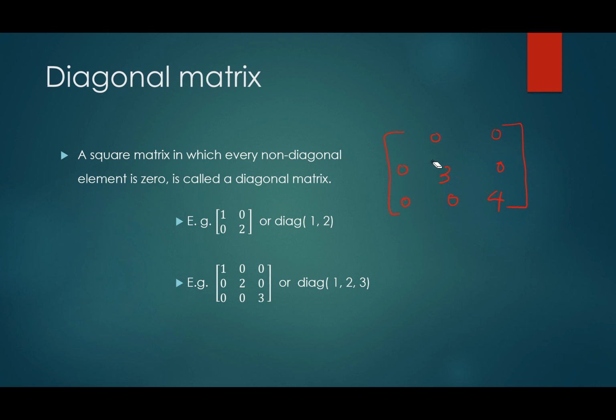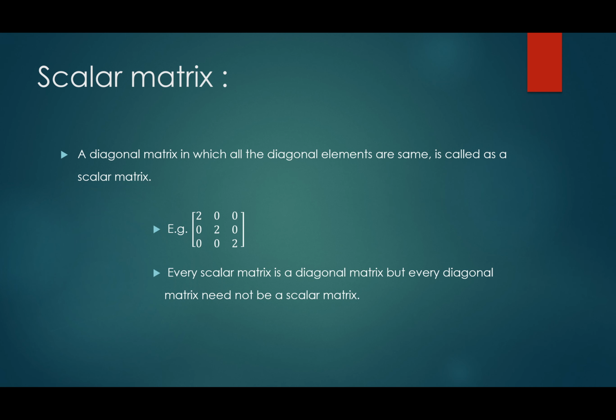Now suppose I cancel these elements and replace them by elements which are equal. Now in the diagonal I have the same elements, so this kind of matrix is called a scalar matrix. Is it okay? That is the next slide. A diagonal matrix in which all the diagonal elements are the same is called a scalar matrix. Just now I gave an example. Remember one thing, every scalar matrix is a diagonal matrix, but every diagonal matrix need not be a scalar matrix.